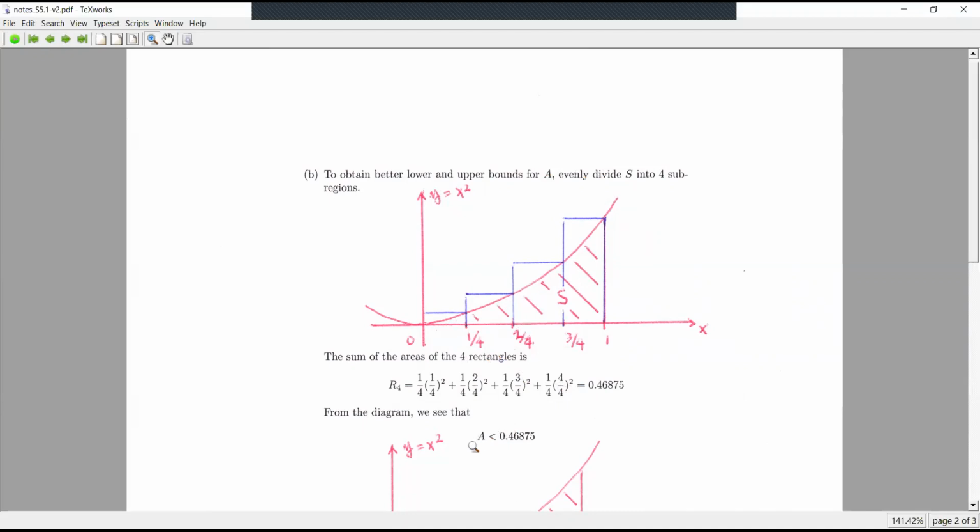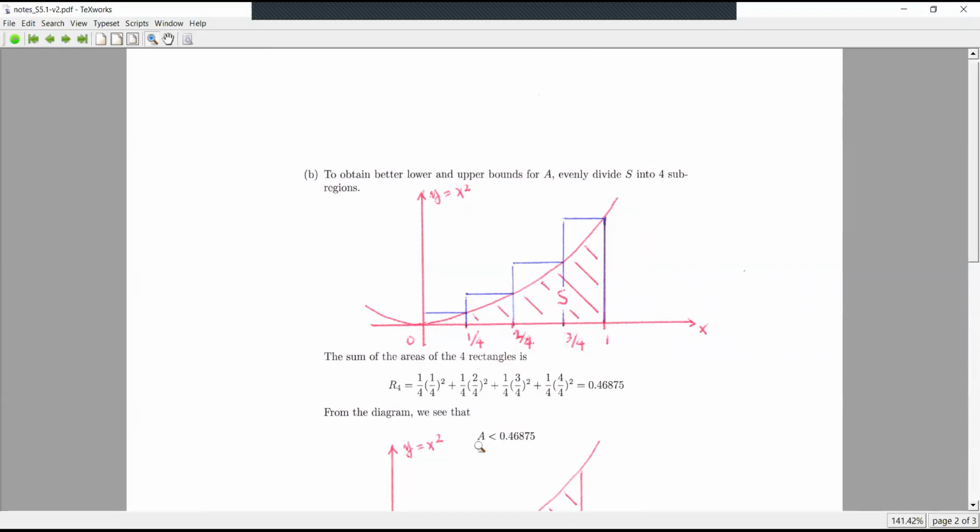Therefore, we have this inequality. A is less than this number. This is an upper bound for A. Compared to the upper bound in step 1, the upper bound in step 1 is 0.6. As I remember, it is 0.625. So this upper bound is closer to A than the upper bound in step 1.